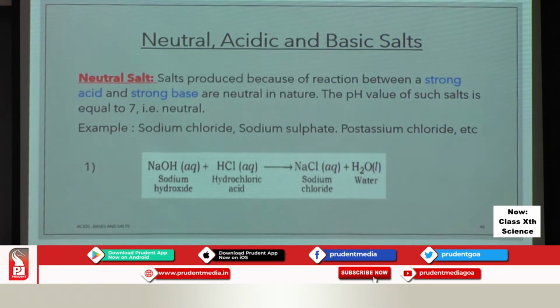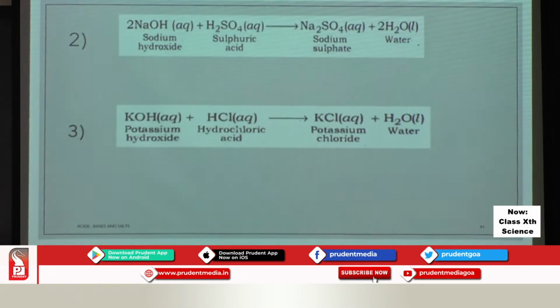So let us look at the examples. Here is the reaction between sodium hydroxide and hydrochloric acid, giving you sodium chloride and water. Sodium chloride is the table salt that you use. Another example is the reaction of sodium hydroxide with sulfuric acid. If I ask you about the type of reaction you learnt in chemical reactions and equations, you will realize this is a double displacement reaction. Students, you can relate your knowledge of chemical reactions and equations even in this lesson. So sodium hydroxide reacts with sulfuric acid, giving you sodium sulfate and water.